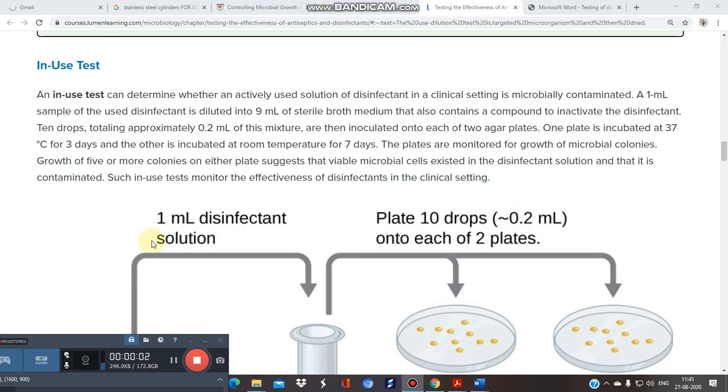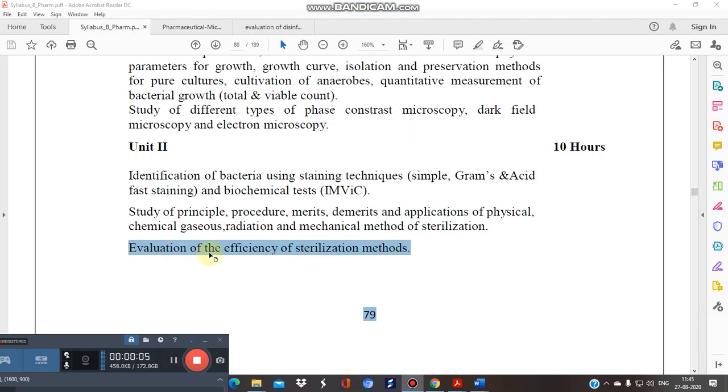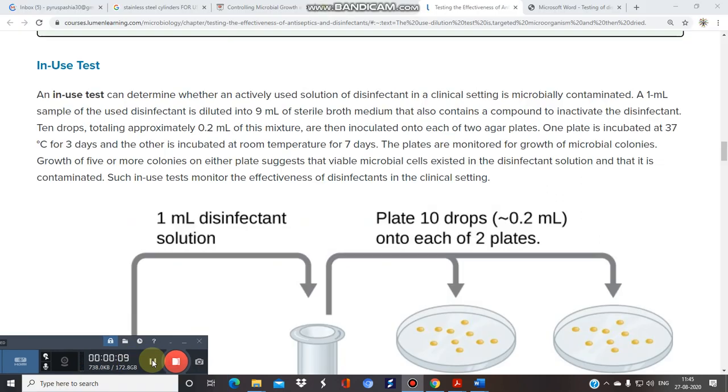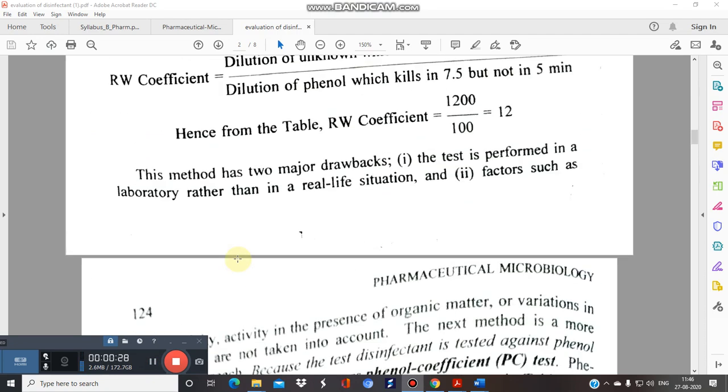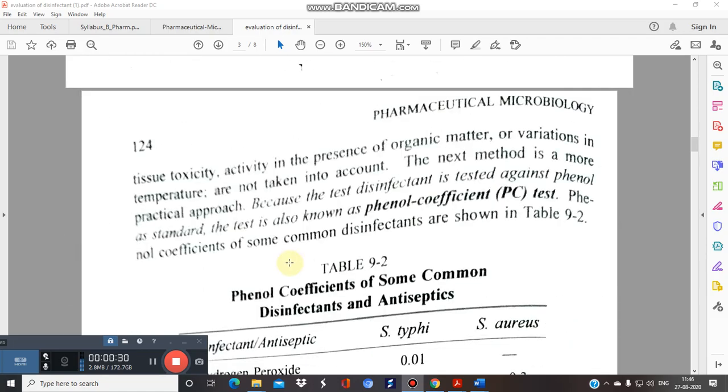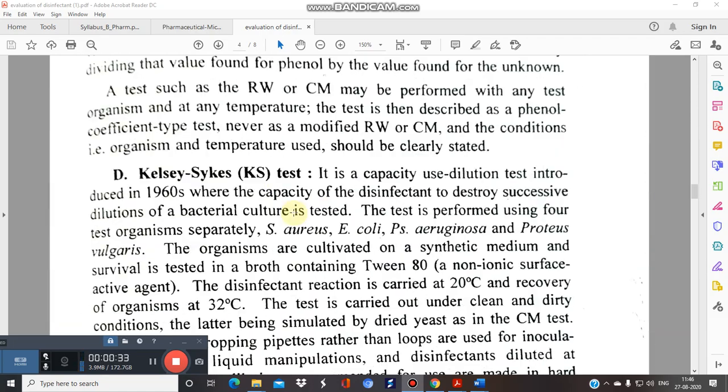I welcome you all to the evaluation of efficiency of the sterilization methods. This is part 8. In this video we are going to see an important test for disinfectants, the evaluation of the efficiency of the disinfectant, that is the in-use test. Previously we completed the use dilution test, the Rideal-Walker test, then the Chick-Martin test.